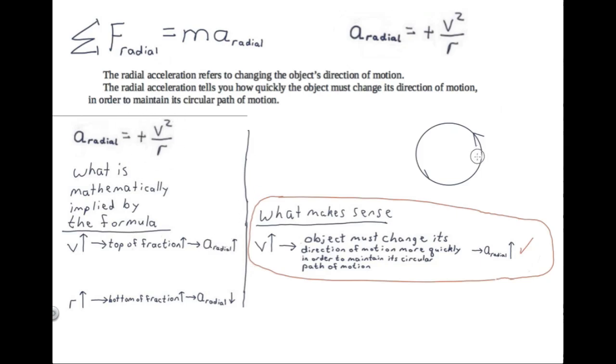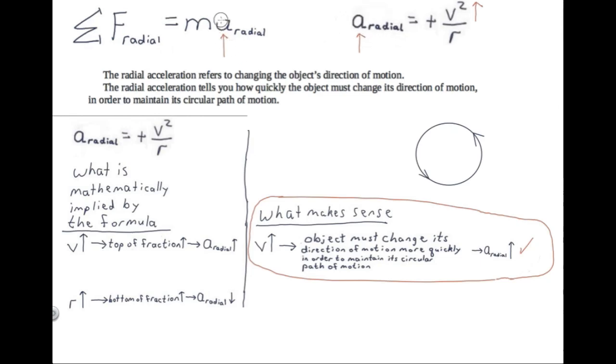Think about driving around a curve. It's more dangerous to drive around a curve at high speed rather than low speed, because the higher the speed, the greater the required radial acceleration. The higher the required radial acceleration, the higher the required radial force. And the higher the required radial force, the more likely that the actual radial force will not be large enough to do the job, in which case the car will skid out of the turn. That's why it's more dangerous to drive around a curve at high speed.